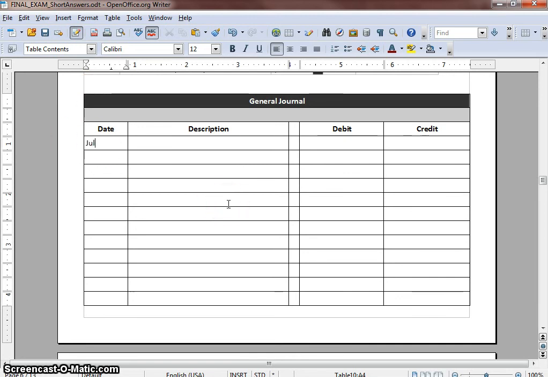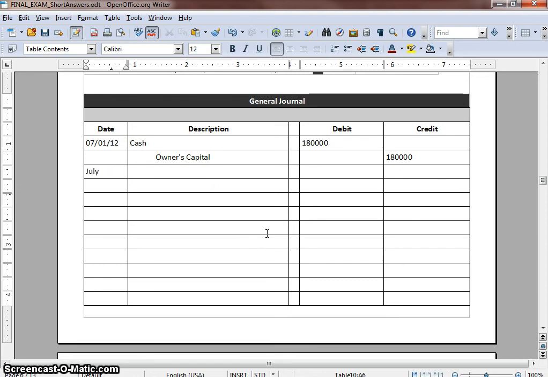So on July 1st, the transaction is commenced business with cash. So we've started our business. That always affects our cash account, which is debited, and the amount's $180,000. And then that also affects our owner's capital, which is credited by that same amount. Okay, this is the journal entries that I need to see.